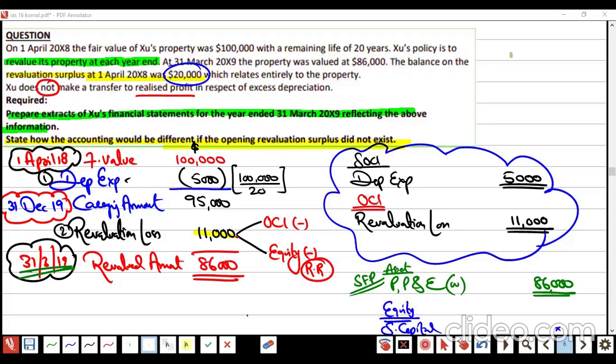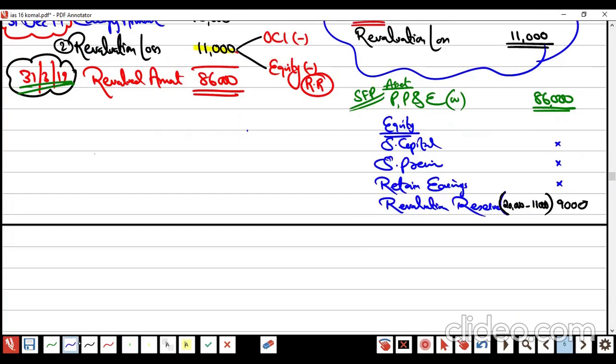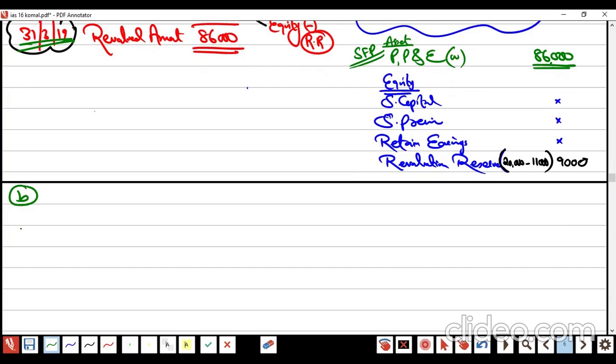What the examiner is saying is to assume there is no opening balance. The revaluation reserve doesn't have this 20,000 opening balance. So I am solving part B here with the green color. Now the problem is, they are saying that the revaluation reserve doesn't have any opening balance, zero. And you have a deficit of 11,000, correct?